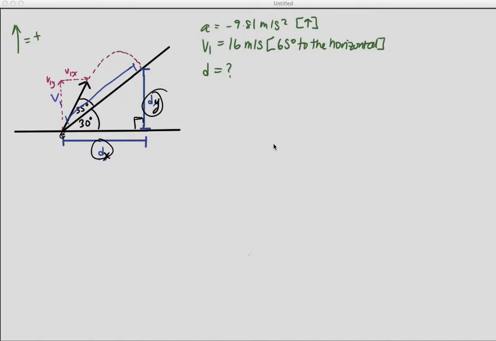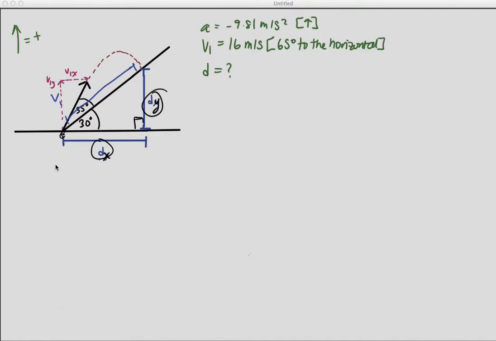So I will be doing page 43, question number 6. And the question is something along the lines of asking us that a rock is thrown up a hill at an incline of 30 degrees, and the rock is thrown at a velocity of 16 meters per second at 65 degrees to the horizontal. So we're supposed to be looking for the range at which it lands on the hill.